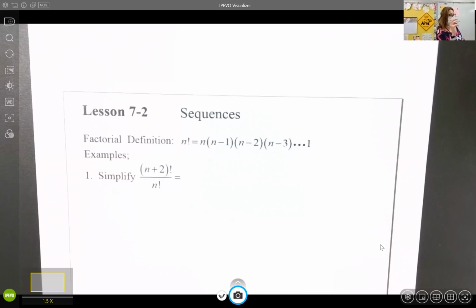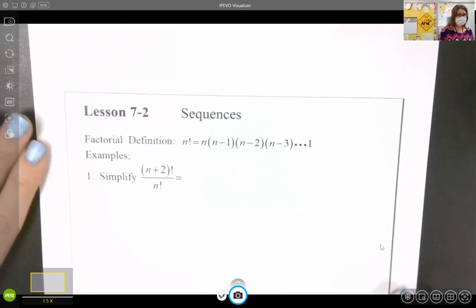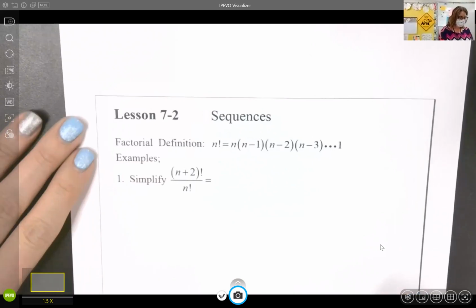So there's two types of sequences. You're either adding to get to the next number or multiplying to get to the next number, right? Okay, so we're going to use the ones mostly where you multiply. It's called a geometric sequence, okay? So first we need some definitions.